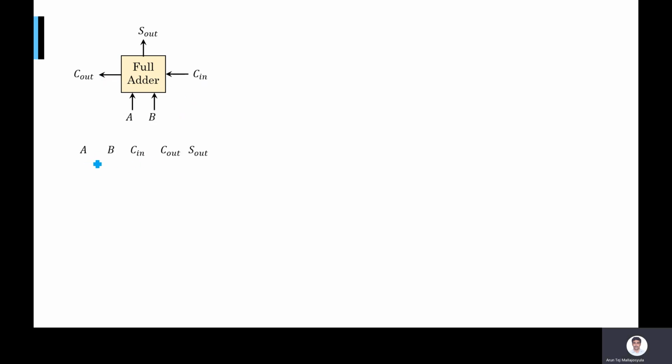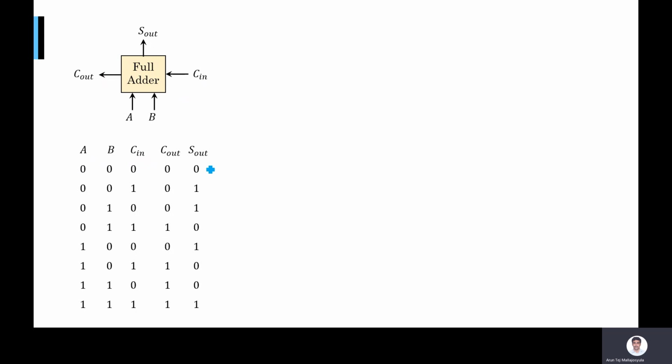So let us write the truth table. A, B, C in are your 3 inputs. So obviously the possible combinations are 8, and for each combination you can calculate the sum and carry. So 0, 1, 1 will be 0, 1: sum is 0, carry is 1. These additions are straightforward. So you got your C out and S out. You can write your min terms. Then for S out, you have 4 min terms, which are written here. For carry, you can write in this form.